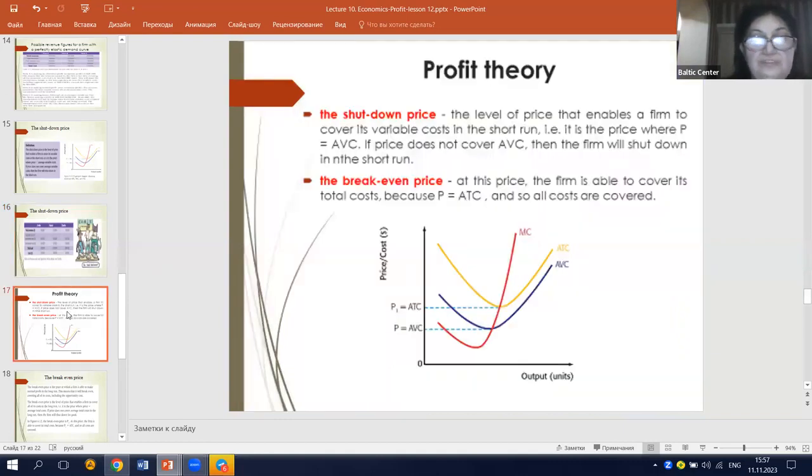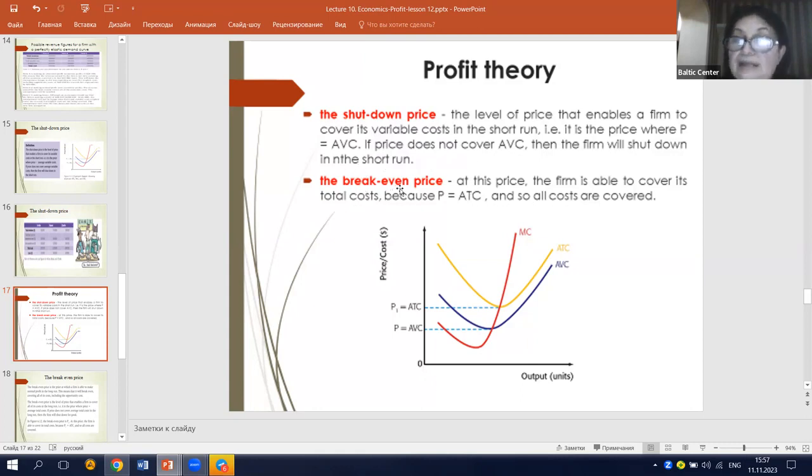Profit theory. So here I gave you the definitions: the shutdown price is a level of price that enables a company to cover all the variable cost in the short run. So, and if the price there, it's equal to average variable costs. So if the price does not cover average variable costs, then the firm will shut down in the short run.